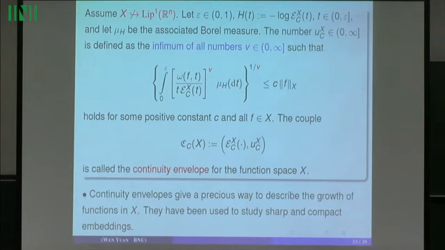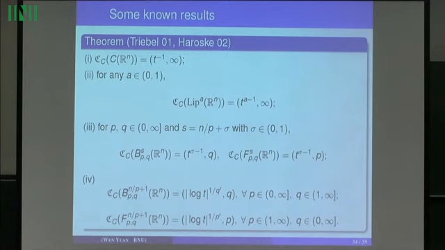So this is also the motivation of Triebel to introduce these notions, and these notions have also been used to study some sharp and compact embeddings of Besov and Triebel-Lizorkin spaces. So we can recall some classical results. For the space C, the envelope function is just t^{-1}, and the other number is infinite. And for Hölder continuous functions, the envelope function is t^{α-1}.